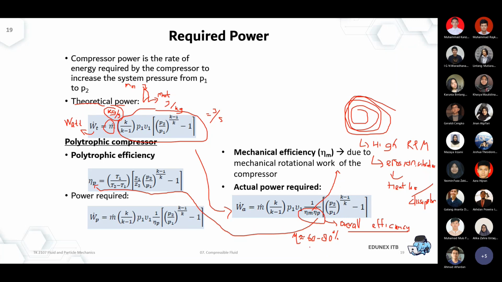Another way to find this efficiency is of course from the performance curve. Same thing with the performance curve of a pump, you can find the efficiency of a compressor from the performance curve of a compressor, usually in the tertiary axis of this chart.